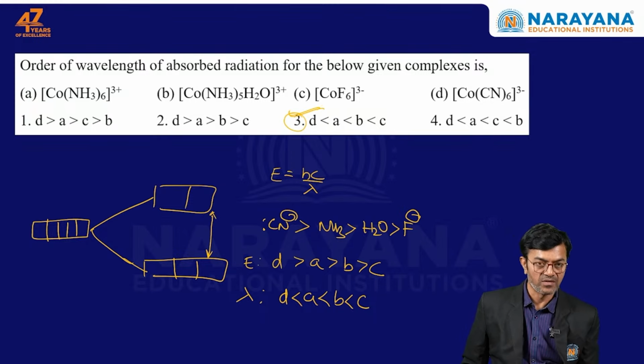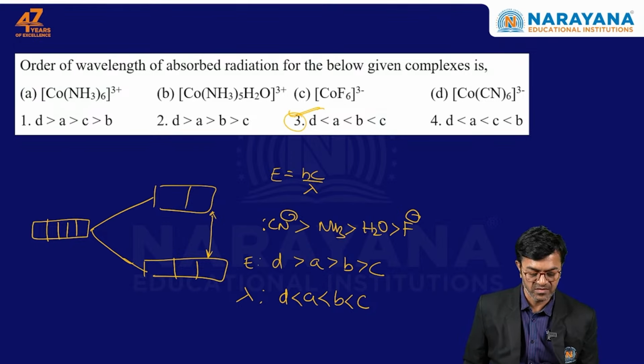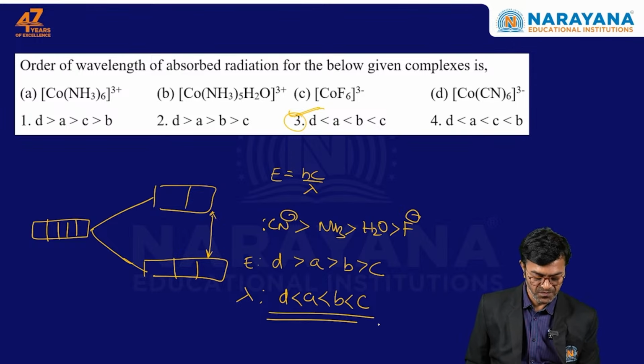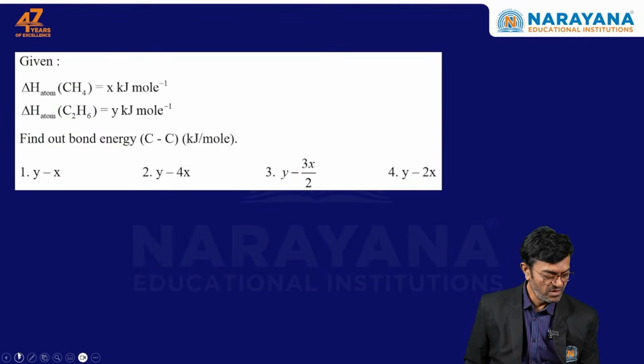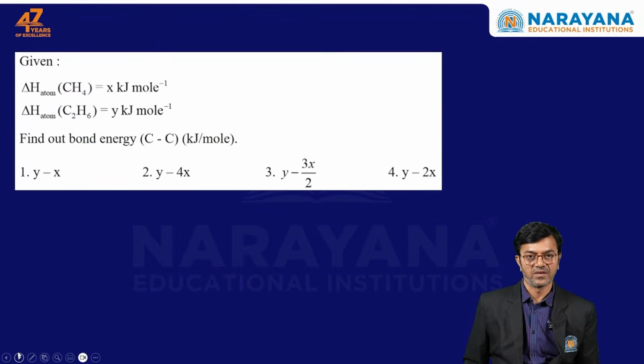It is a simple question; we don't need to find any delta naught values, all those things. We just have to arrange the ligands in the order of frequency or wavelength. In the spectrochemical series, we know that CN minus is stronger than ammonia, then water, then F minus, and that is the order of energy they absorb. Lambda is inversely proportional to that, therefore the order will be D, A, B, C, so option 3 will be correct. Next, another question, this is related to thermochemistry.